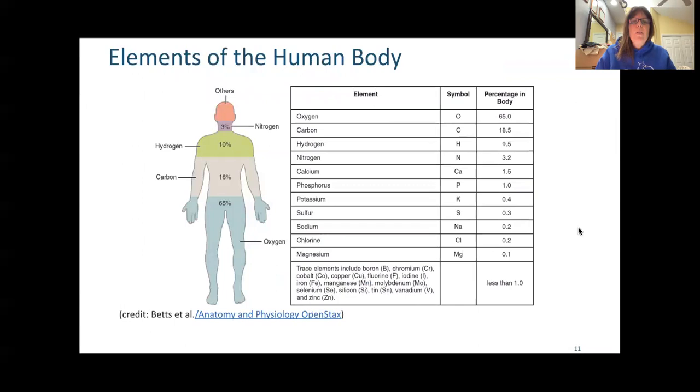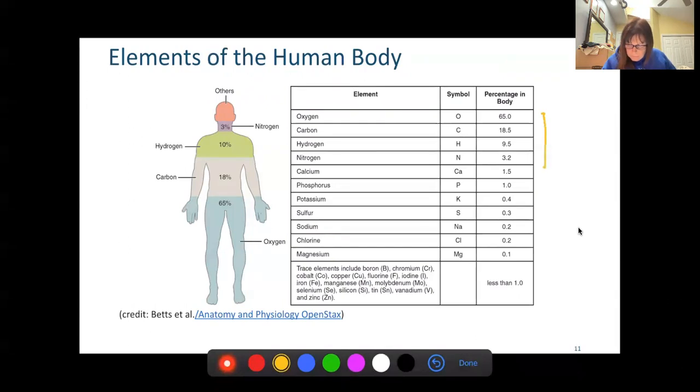So here are some of what we would refer to as the other elements and then our trace elements. You can see we talked about these up here. And then we have calcium, potassium, sulfur, sodium, chlorine, magnesium. And then we have some trace elements. That means they're in very small percentages. We know iron is in hemoglobin. Zinc is very important for the immune system, fluorine for your teeth, iodine for your thyroid to function properly. So even though they are trace elements, they are very important.